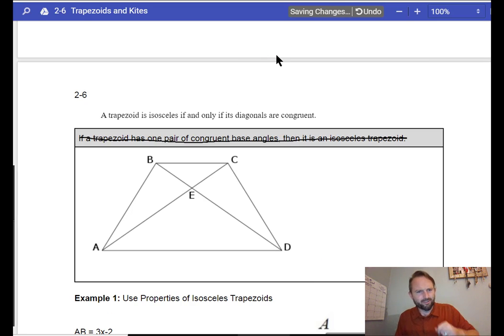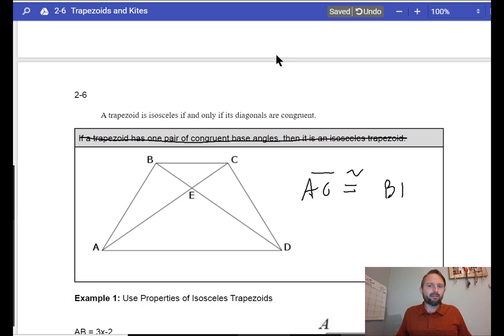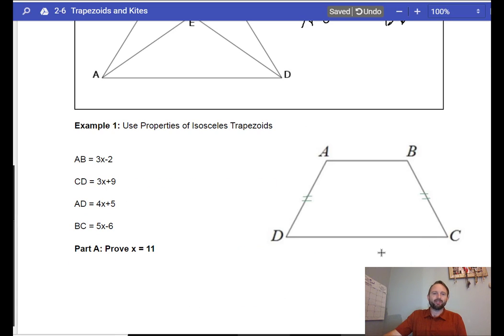Alright, slight correction. A trapezoid is an isosceles trapezoid if and only if the diagonals are congruent. So if AC is congruent to BD, then this is an isosceles trapezoid. Let's go on. Use the properties of isosceles trapezoids, example 1.